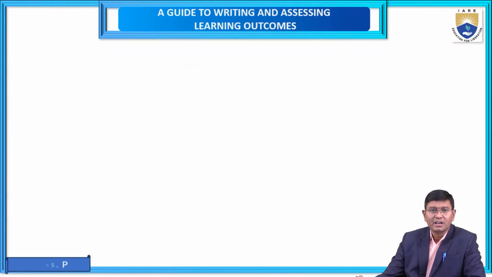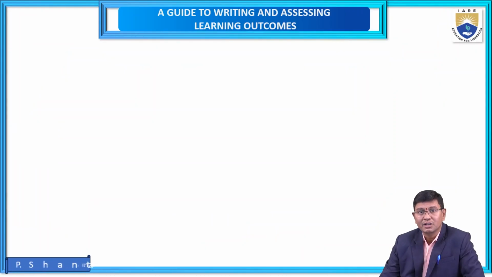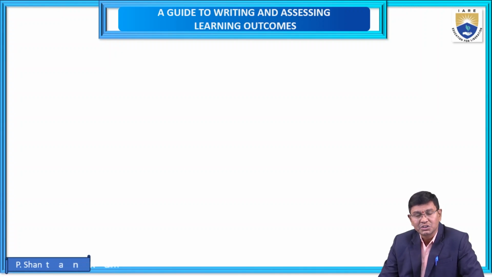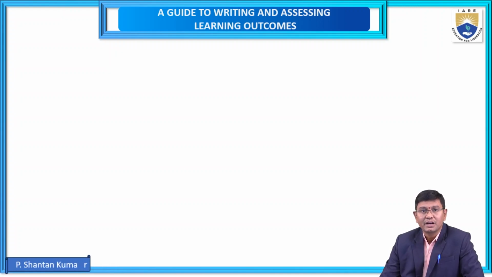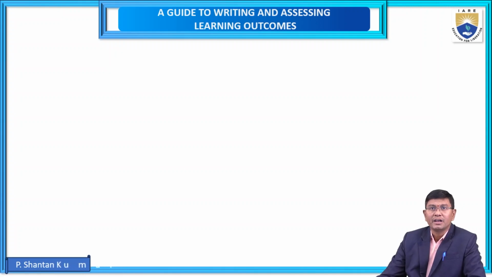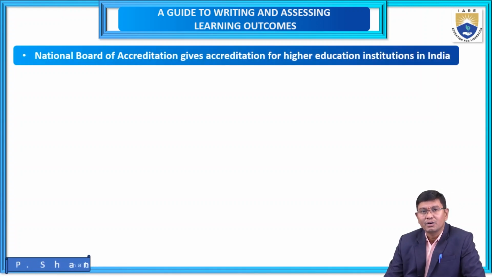Here, first of all, this is the OBE, and what are the topics which are covered. That is based upon the NBA accreditation and also the Bloom's taxonomy. Based upon that, we need to discuss one by one the action verbs and everything. Here, a guide on how to write and assess learning outcomes.